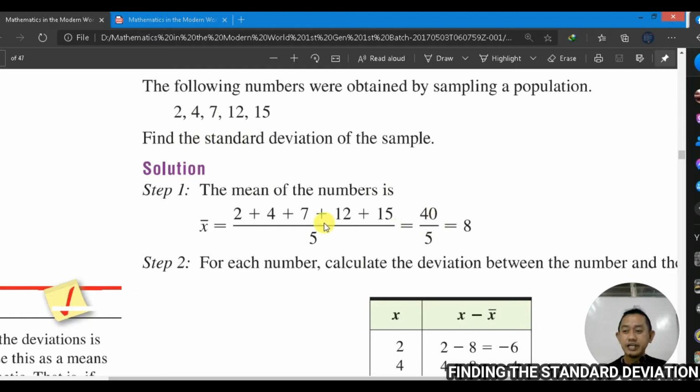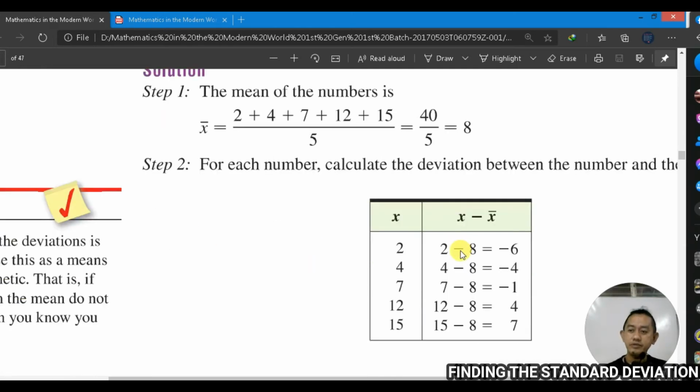So i-add mo na siya. Divided by 5. So kaning 5 again, this is your n, the number of your data in your data set. Pila ka buok day. So we have 4, 2, 4, 7, 12, 15. So they are 5. So 40 divided by 5, so your x bar or your mean is 8. So mao na ang step 1.